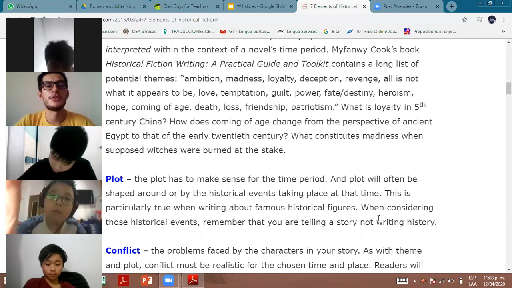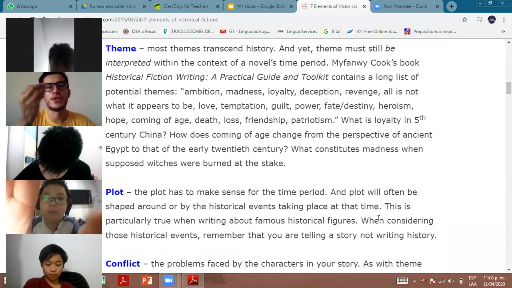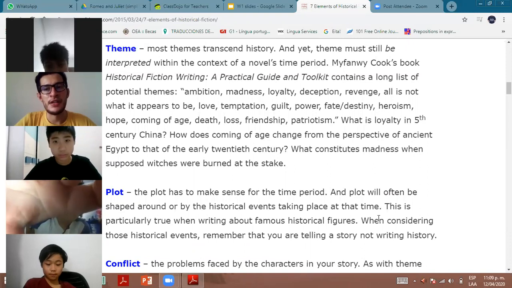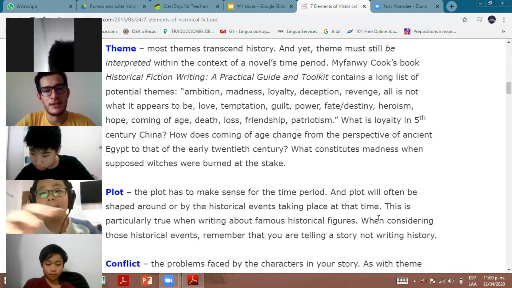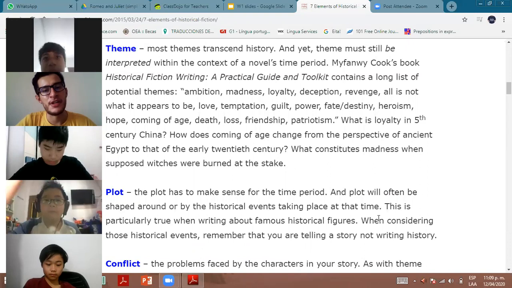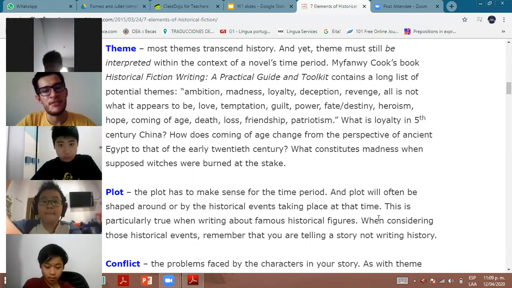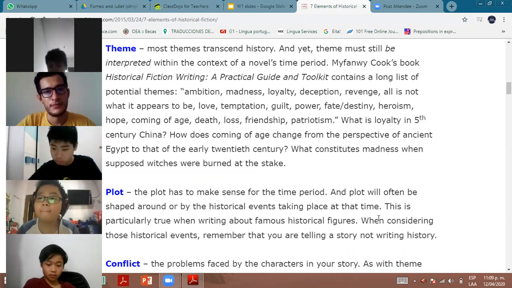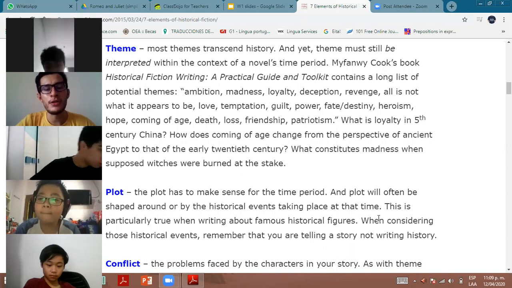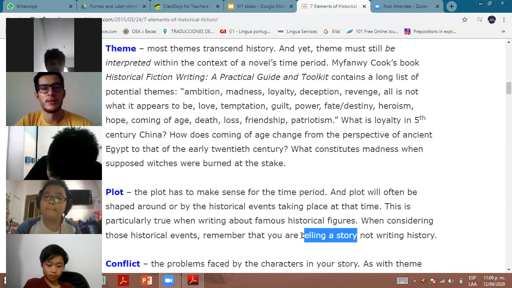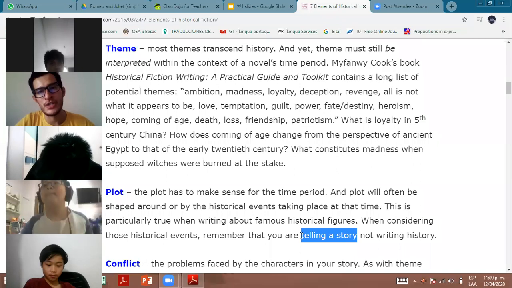Then we have the plot. The plot is like the story itself. It's the different sentences that make sense of the story, and it takes into account different historical events, the events that were taking place at that time. So in other words, the plot is telling a story. That is the plot. It's the way in which you tell a story.